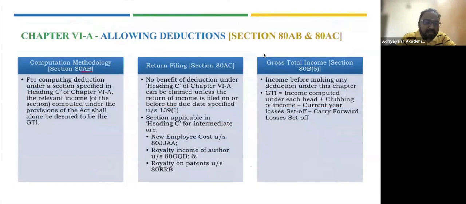So basically, for computing deduction under heading C, the relevant income computed on the provisions of the Act shall alone be deemed to be gross total income. So which means your deduction cannot exceed gross total income. We said that, right? Deductions cannot exceed gross total income.